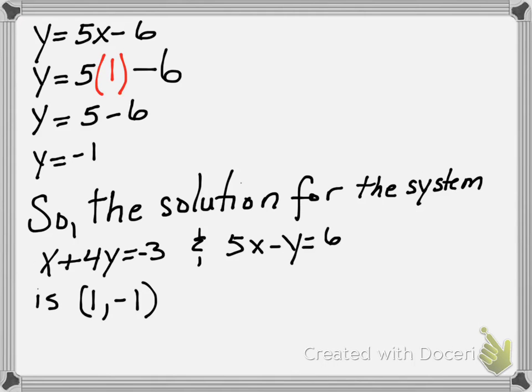Ladies and gentlemen, if we were to plug this in right now in both equations as they were given, for x is 1, y is negative 1, we would have 1 plus 4 times negative 1. That, of course, equals negative 3. So that statement is true. And let's look at the second one. 5 times 1, which is 5, minus a negative 1. So 2 negatives make a positive. So it becomes 5 plus 1, which equals 6. This statement is also true. Therefore, this is the solution for this system.